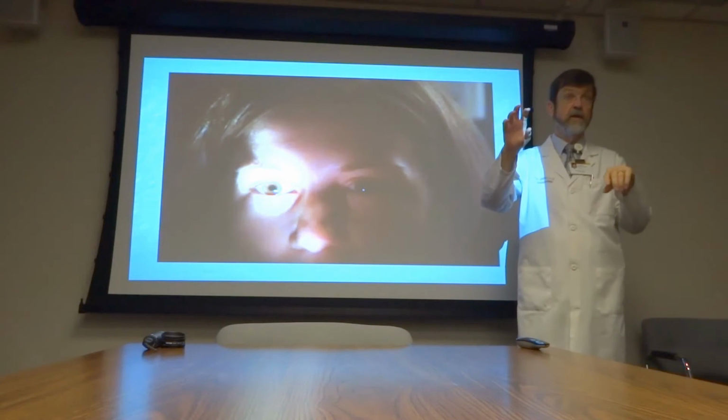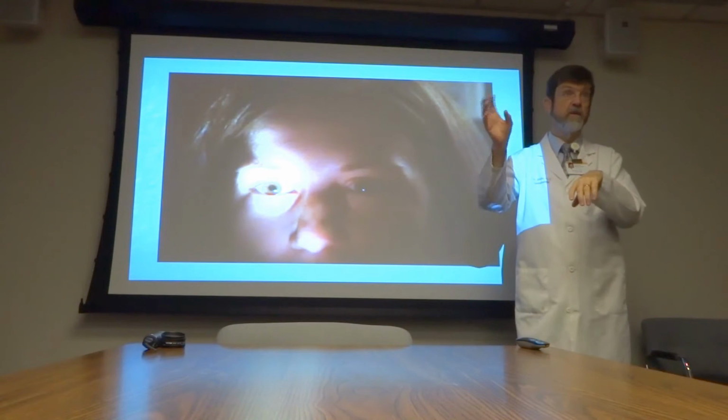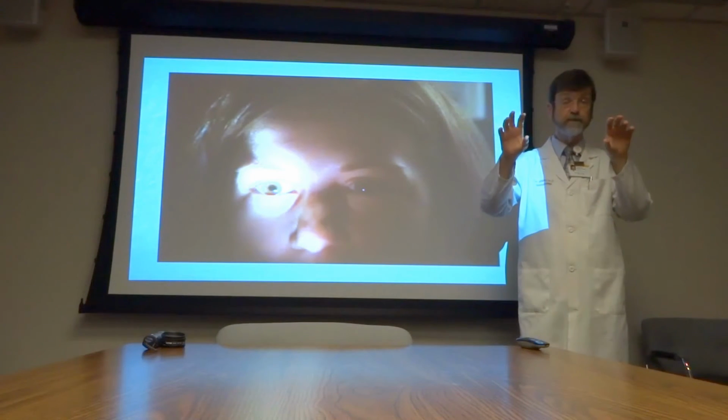So what does that mean? That means they may have an optic nerve problem or a retinal detachment. It doesn't tell you what. Is there something wrong with this? This eye's not getting quite as much light.